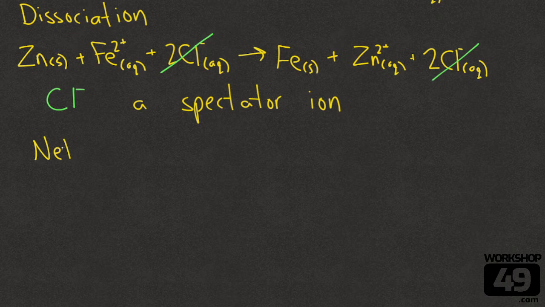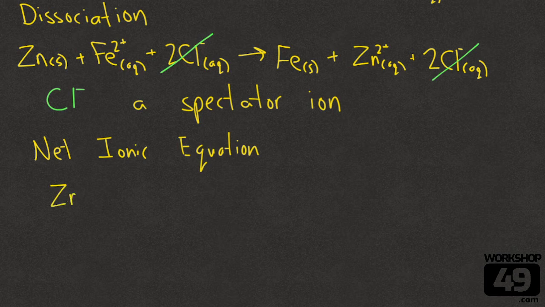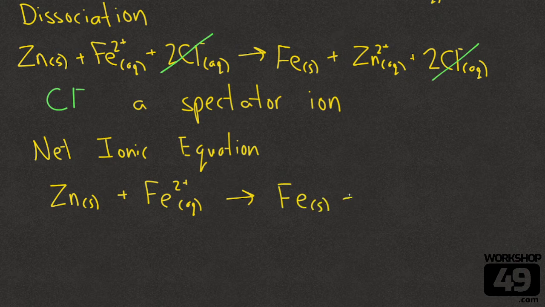This produces a net ionic equation that is our zinc solid plus iron 2 plus aqueous turns into solid iron metal plus some dissolved zinc cation. Once you have this net ionic equation, now we have the ability to determine what has been oxidized and what has been reduced. Let's begin by looking at this zinc.